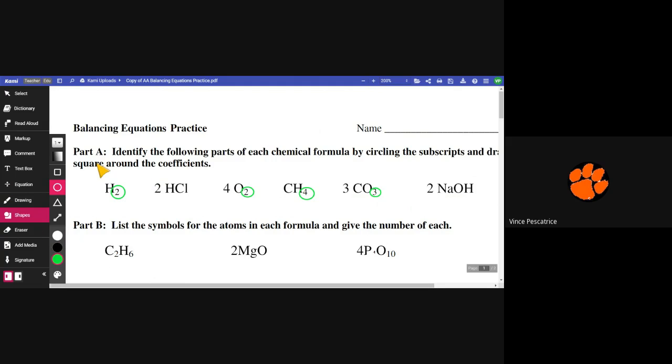So next it says put a square around the coefficient. So you're gonna change to the square function. And I like to change my color. I'm gonna change mine to red. And then you're gonna find the coefficients. On this first one, there isn't one. So we're gonna skip that one.